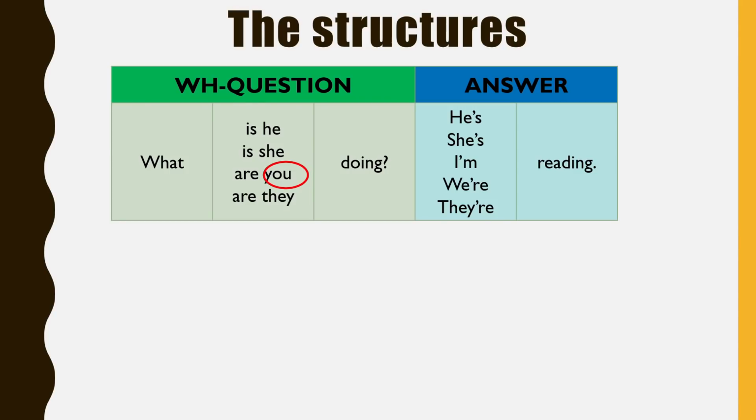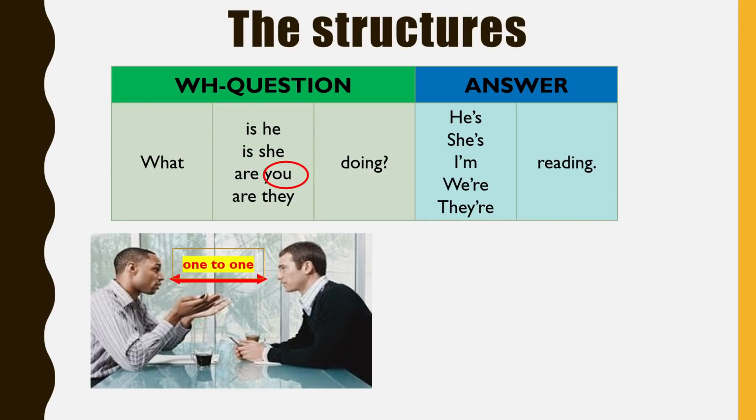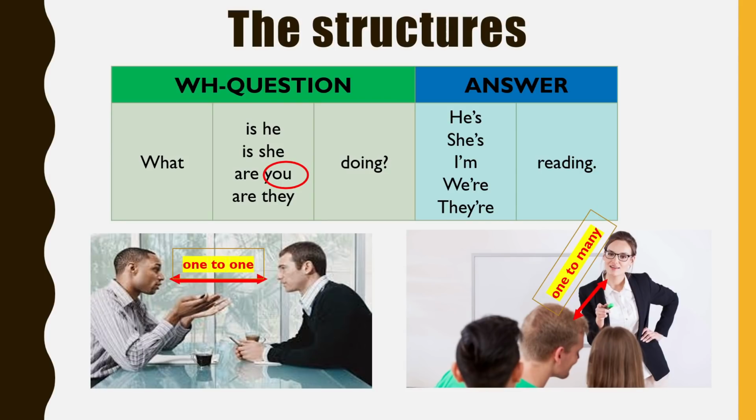If we look at the word you, when we want to ask question using you, what are you doing? There are two situations that we have to know. The first situation is that when you are talking to another one person, it's a one-to-one talking. So you might ask, what are you doing? Another situation is when you talk to a group of people. For example, a teacher is talking to his or her pupils in the classroom. So in this situation, the teacher can say, what are you doing? The word you refers to his or her group of students or pupils.